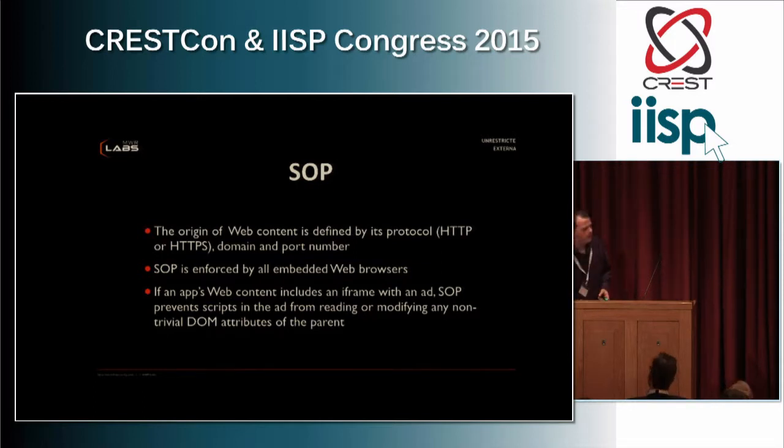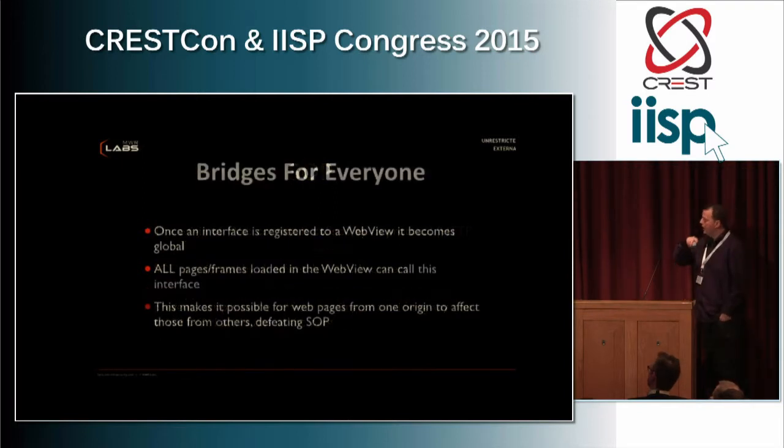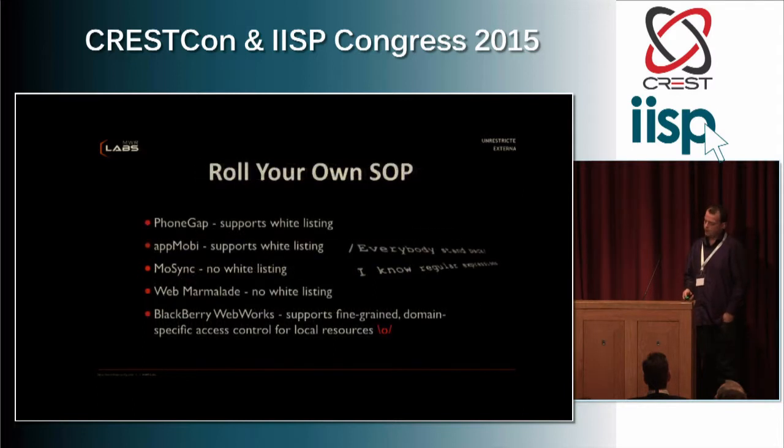Except when you use a lot of these frameworks, same origin policy just gets blown away. In the addJavascriptInterface example that I showed, adding one of those interfaces means it's accessible to all domains everywhere, same origin policy gone completely. You have to kind of re-implement it. So to re-implement it, PhoneGap has this whitelisting approach, AppMobi does. MoSync doesn't bother, it's your fault, deal with it. WebMarmalade same. BlackBerry WebWorks is great, supports really fine-grained domain access control. I can't praise that enough, except they don't use it for PhoneGap.